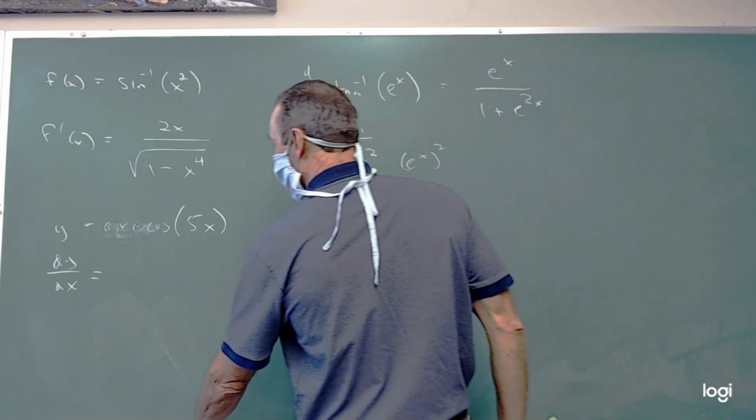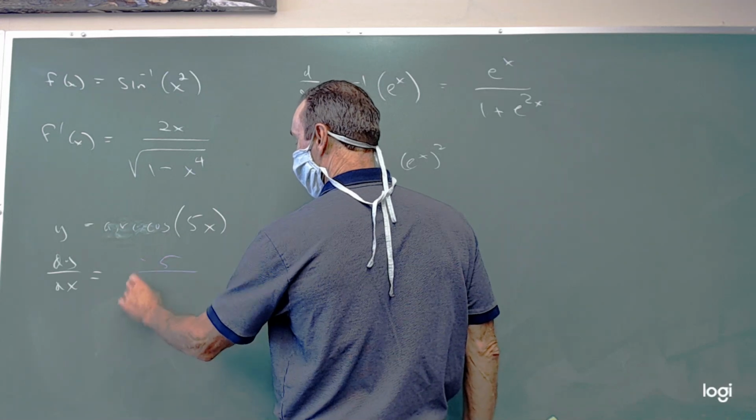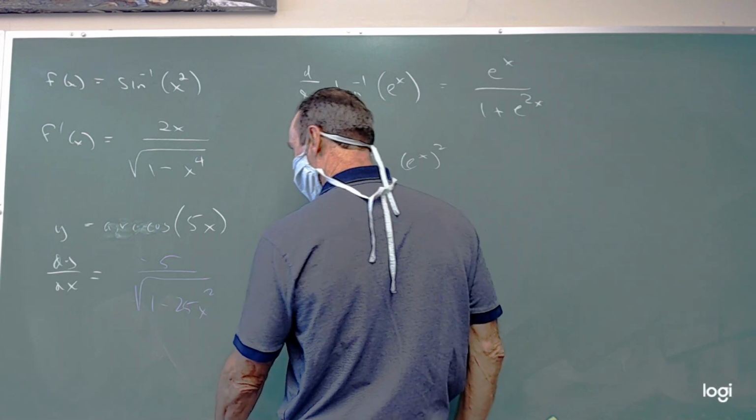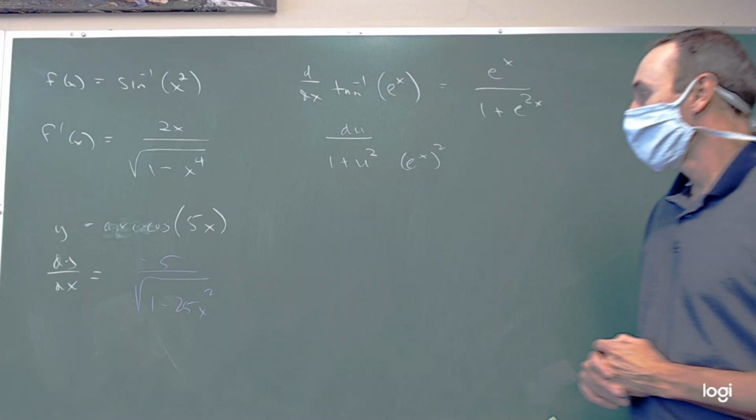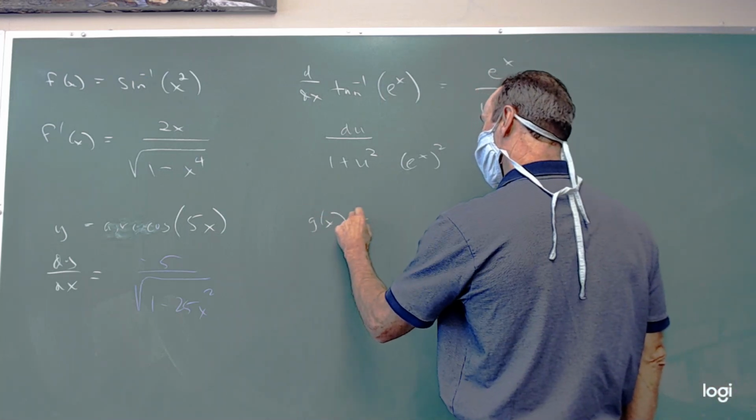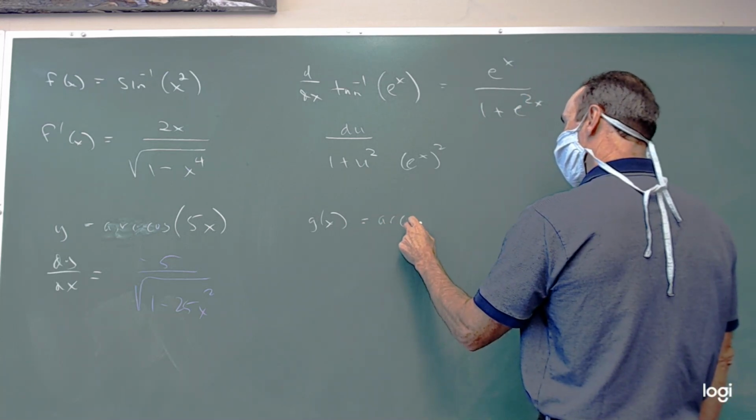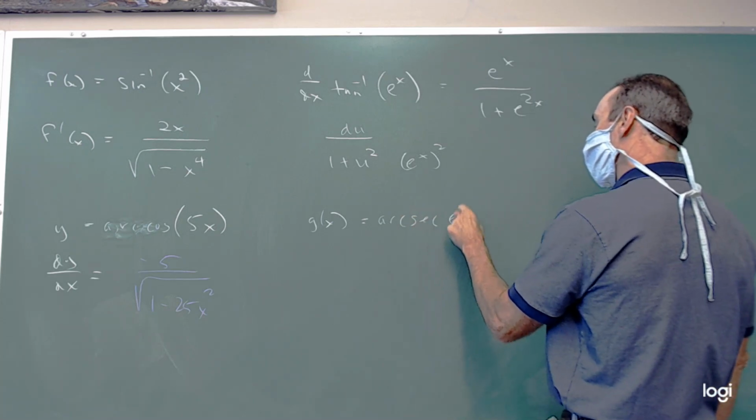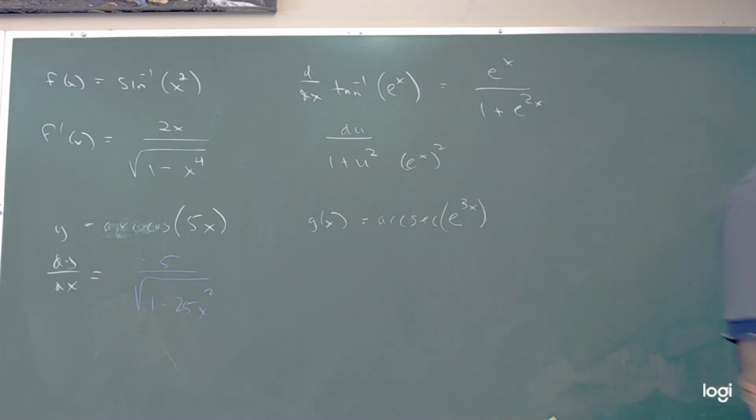So we are getting the du, a negative du, which is going to be negative 5, over the square root of 1 minus u squared. So when we square the quantity 5x, we're going to end up with 25x squared. So let's say g of x is going to be the arc secant of e to the 3x. It has a little tricky simplification.